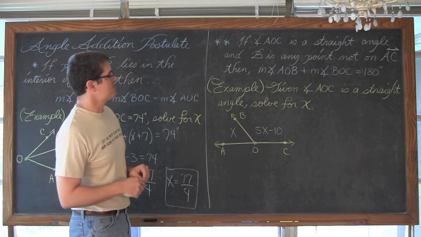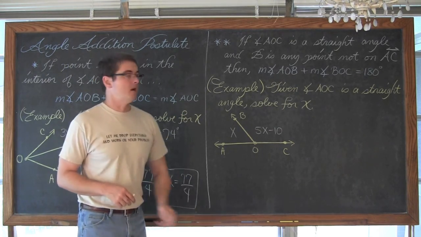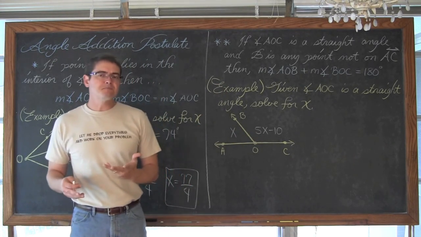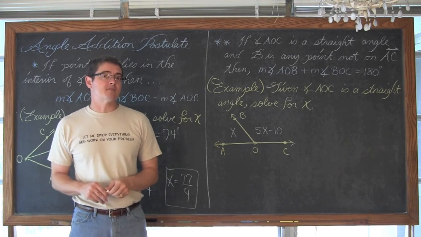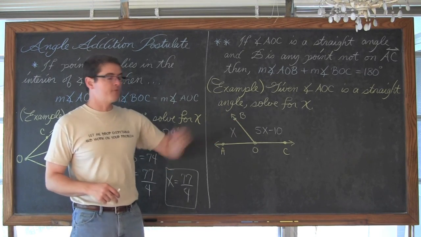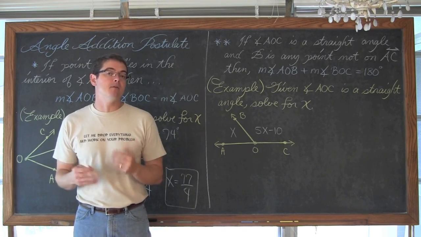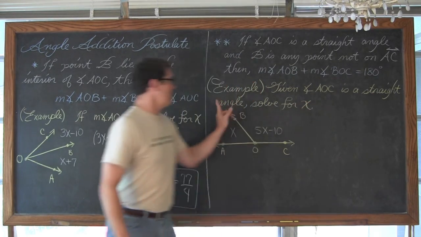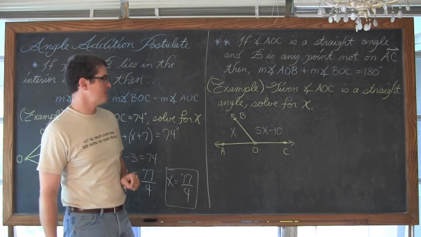Given that AOC is a straight angle, solve for x. Now here in yellow, with these expressions in here, that's all your textbook should have to tell you to set it up for you to solve for x. They don't have to tell you that the angle is 180 degrees when they tell you it's a straight angle. That's for you to know.